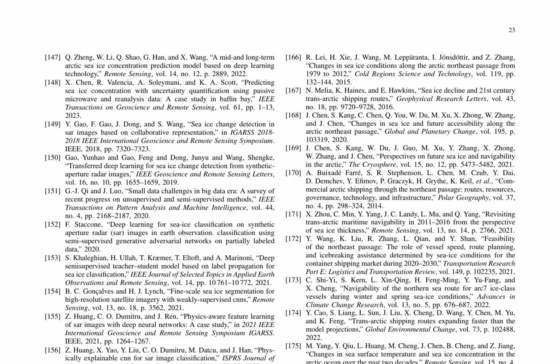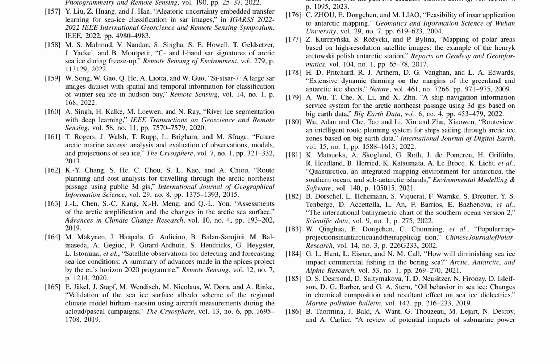This research paper presents a comprehensive review of various studies related to sea ice concentration prediction, classification, and mapping. The authors have compiled an extensive list of references, covering topics such as deep learning technology, unsupervised and semi-supervised methods, synthetic aperture radar, SAR, images, and sea ice change detection. Several studies have employed deep learning techniques for sea ice classification, including the use of convolutional neural networks, CNNs, and generative adversarial networks, GANs. These approaches have shown promising results in improving the accuracy of sea ice classification.